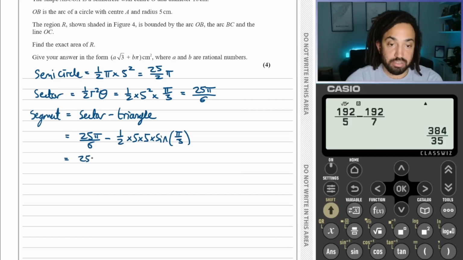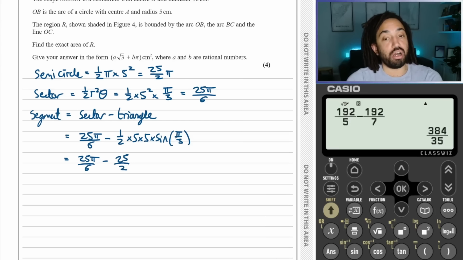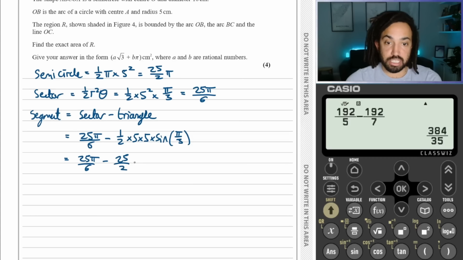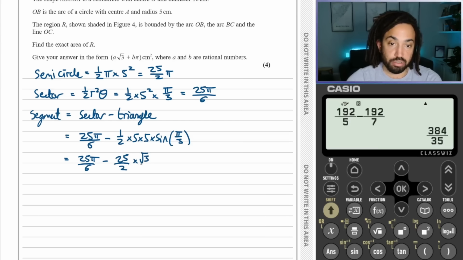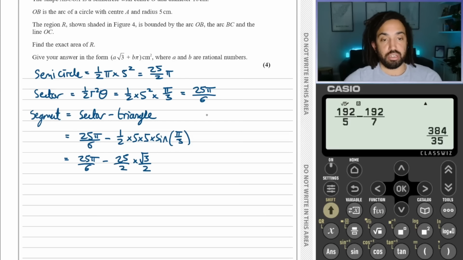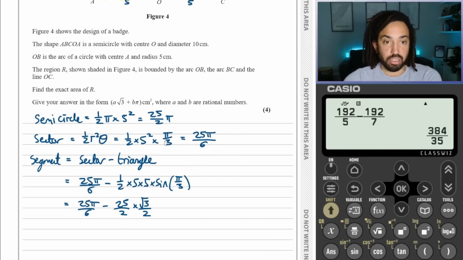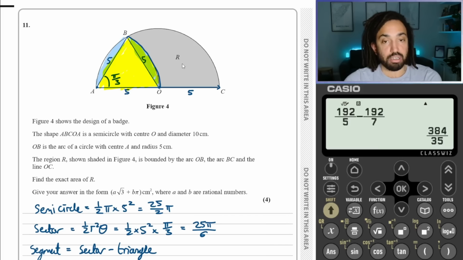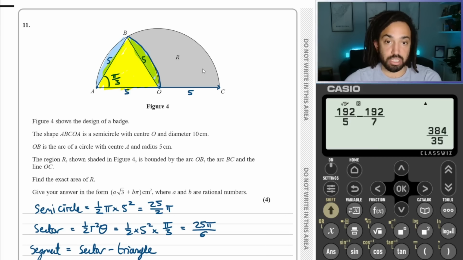Okay, great, so that's 25 pi over 6 minus 25 over 2. And sine of pi over 3 is sine of 60, which is root 3 over 2. Okay, great. So now to work out r, we need to take the whole semicircle, subtract the sector, which is the bit in yellow, and then subtract the segment, which is the bit in blue, and we'll be left with r.